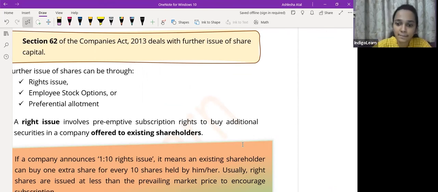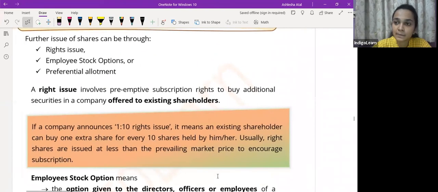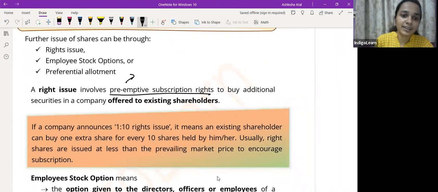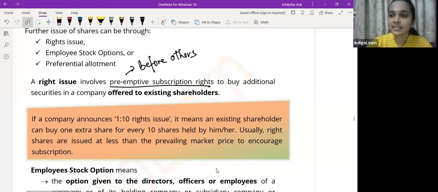Okay. Then the company may decide on a period lesser than 15 to 30 days as well, if 90% of the members give their consent in a private company. Okay. So when we talk of rights issue, it involves preemptive subscription rights. Preemptive का मतलब होता है giving a right to someone before others to buy additional securities in a company which is offered to the existing shareholders.